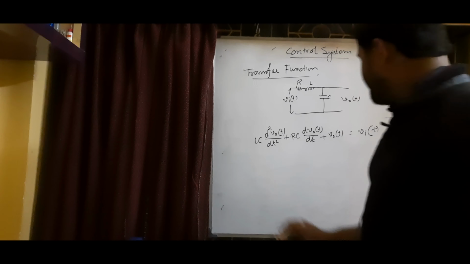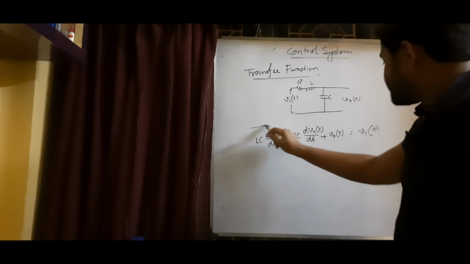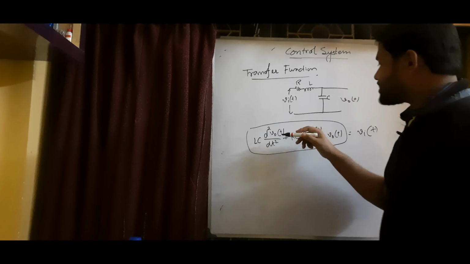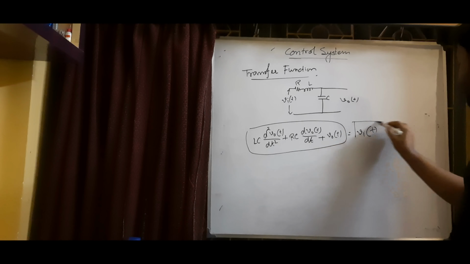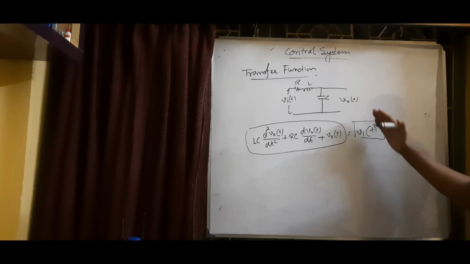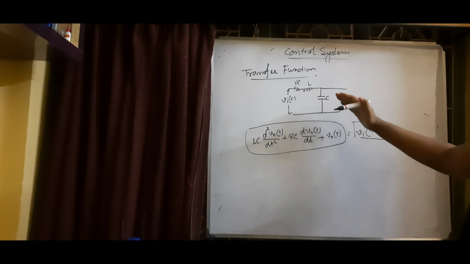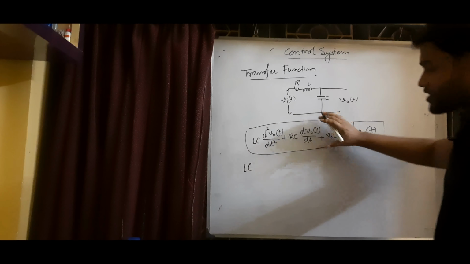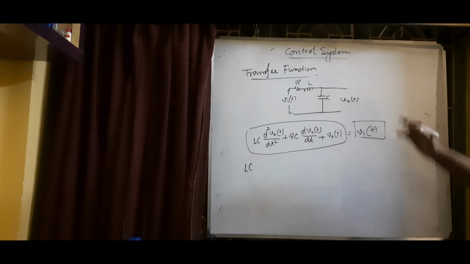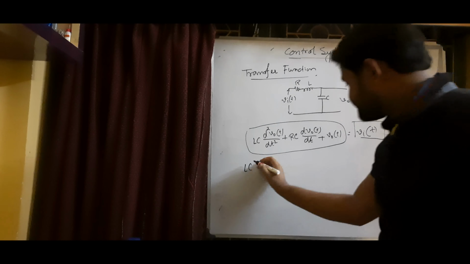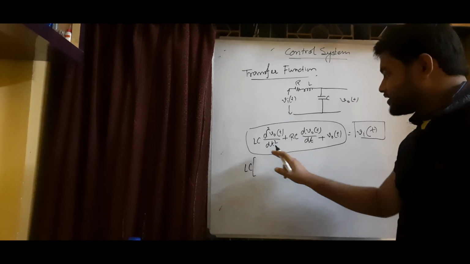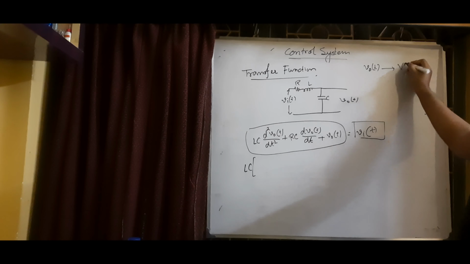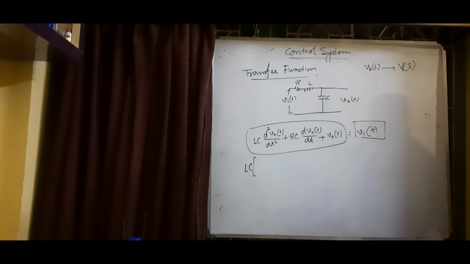Now, there is time domain information on the left side, which is from the output side. On the right side there is another time domain information, and this is of the input side. Now if I convert this time domain information into the Laplace domain, and this one into its Laplace domain again, so LC d2 v naught t dt2. Now v naught t will have the Laplace transform v naught of s.